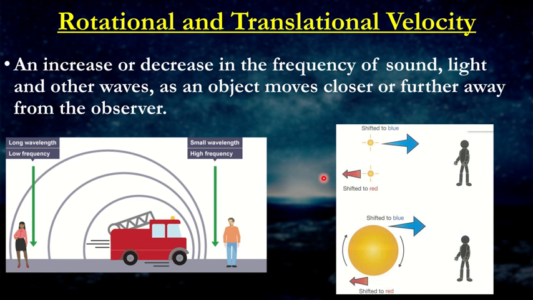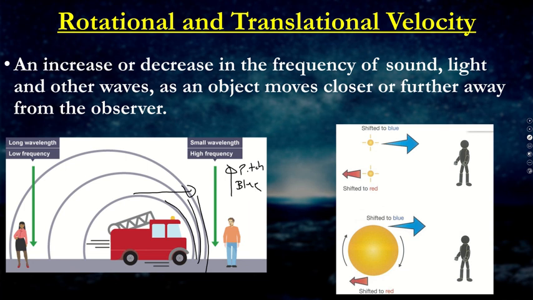Next bit we're looking at is rotational and translational velocity. This goes back to the idea of the Doppler effect. If you recall, the Doppler effect essentially states that if an object is moving towards you, then the frequency that you observe, whether it be sound waves or light waves, will be higher. So if it's sound, you'll hear a higher pitch. If it's a colored form of light, you'll probably see something closer towards the blue end of the spectrum.